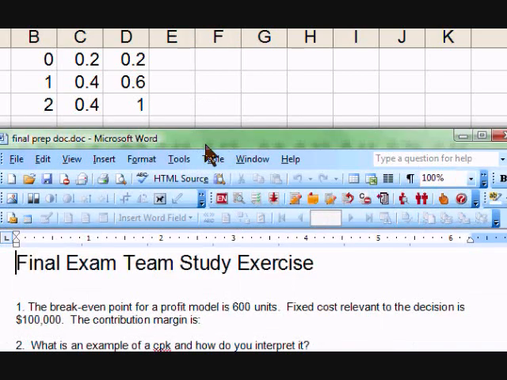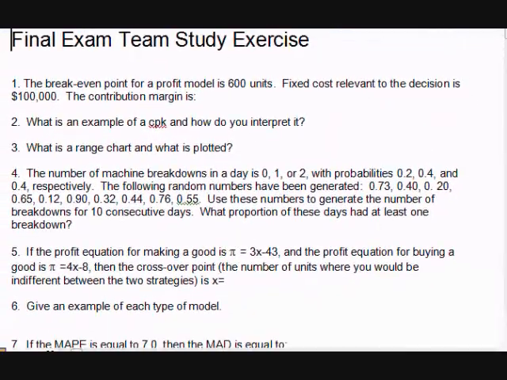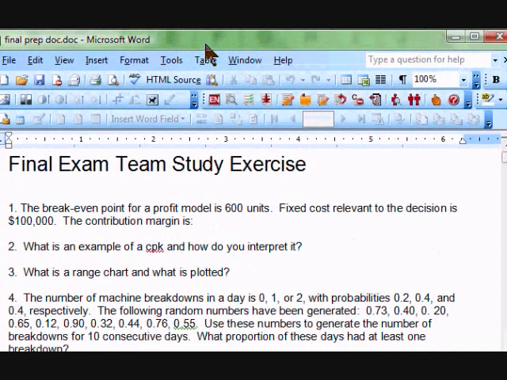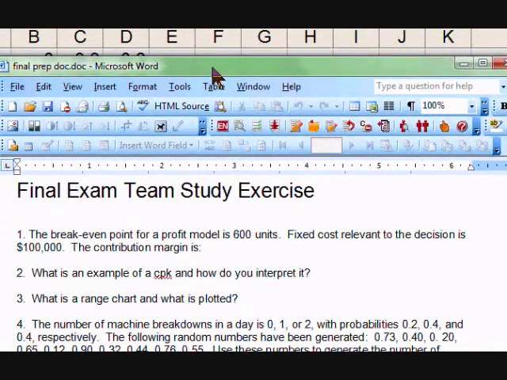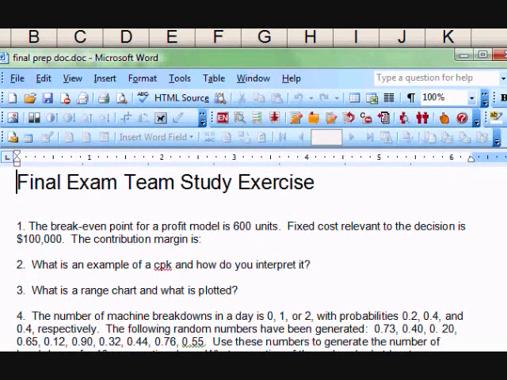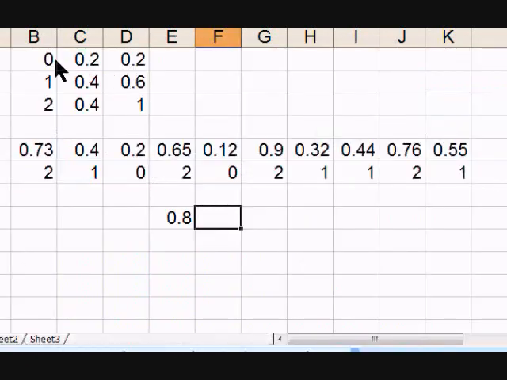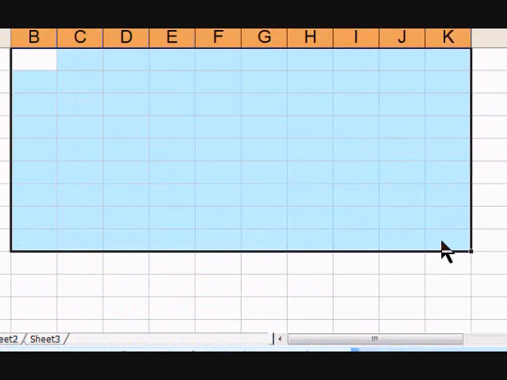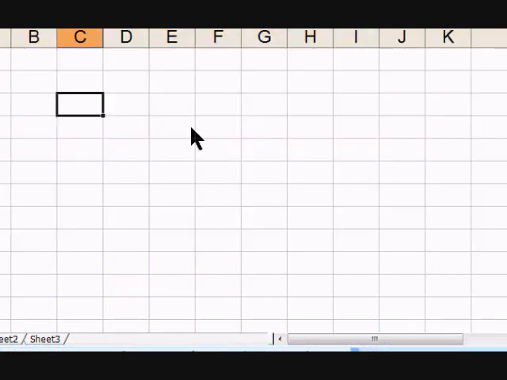Alright, let's take a look at our next question that we have up here. In this case, the profit equation for making a good is 3x minus 43. The profit equation for buying it is going to be 4x minus 8. So let's take a look at that. All we've got to do to come up with the crossover point, which is where these two things have the same profits, is set them equal to each other and solve for x.